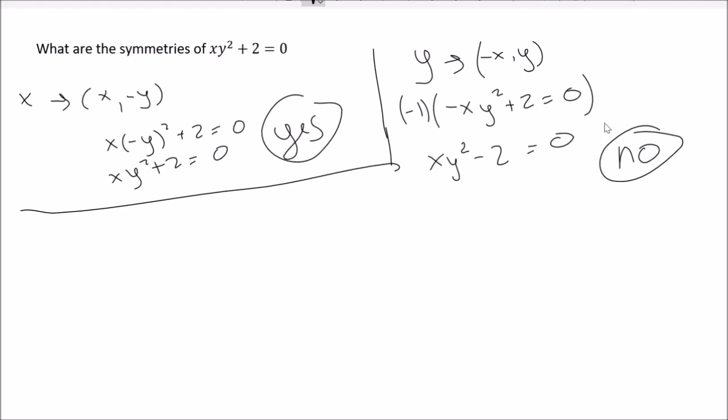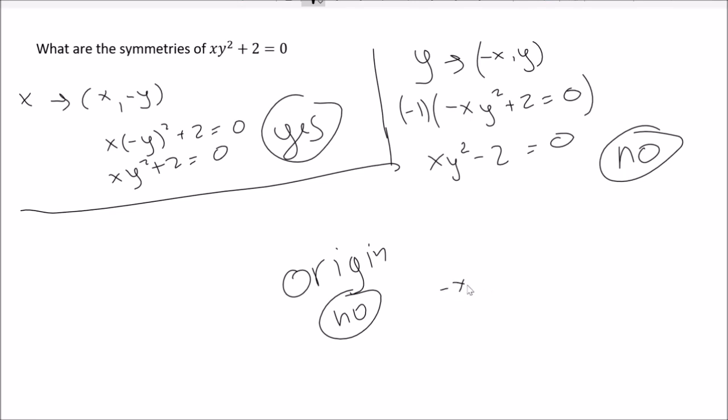All right, what about the last one? Origin symmetry. Now remember, you can have one of the 3 types, or you can have all 3 of the types. You could have none. We have 1, you can't have 2. So it couldn't be a yes, so origin symmetry is a no on this one.